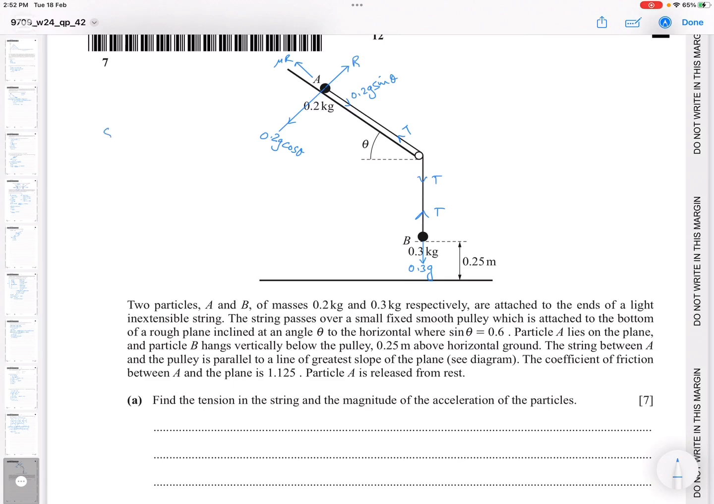And now I'm going to use sine theta given as 0.6, so I can write sine theta equals 3 by 5. So I make a diagram, right triangle, theta is here, opposite over hypotenuse, so this is 4. So I can write cos theta equals 4 over 5. Mu is also given 1.125.